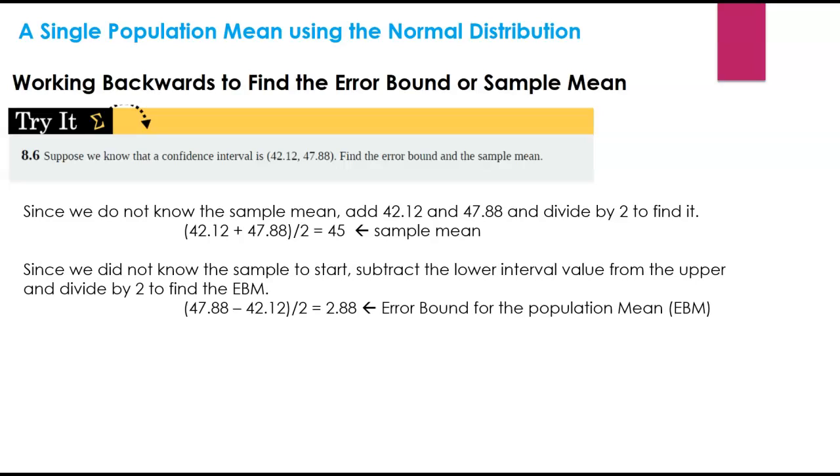Now, for the second part, since we did not know the sample mean to start, subtract the lower interval value from the upper interval value and divide by 2 to find the error bound for the mean. So this gives us 2.88, the error bound for the population mean. And you can easily see that if you add and subtract 2.88 from 45, you get 42.12 and 47.88.